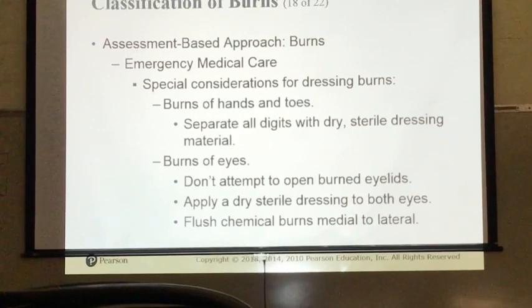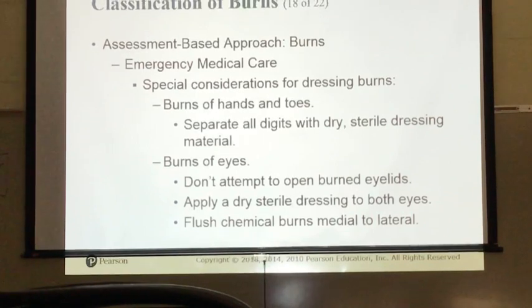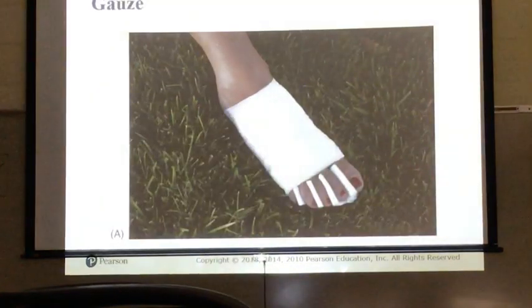Determine whether the burn is thermal or chemical. If thermal, apply a dry, sterile dressing to both eyes to prevent simultaneous movement of the eyes. Chemical burns should be flushed with copious amounts of water while en route to the hospital. Flush the eyes from the center to the outside because if one eye is contaminated, we don't want to contaminate the other eye.